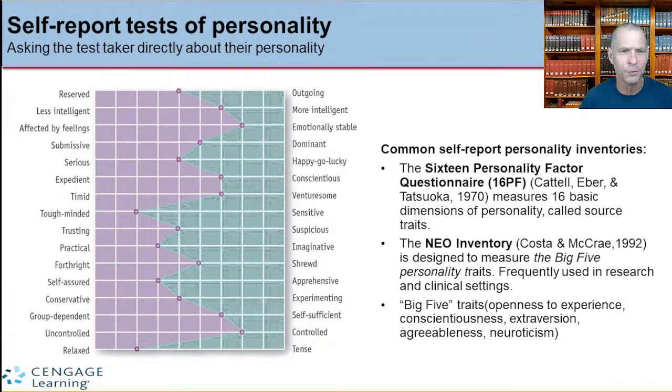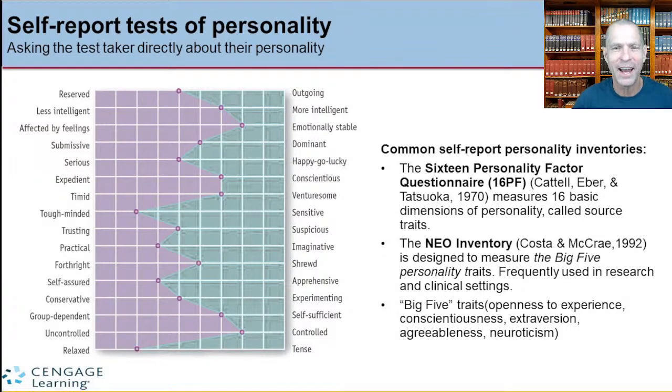But if you go down, you'll notice that this person is way more tough-minded than they are sensitive. And each of these dots represents where this person falls between 2 averages based upon their answering direct questions. This is what's known as the 16 PF.